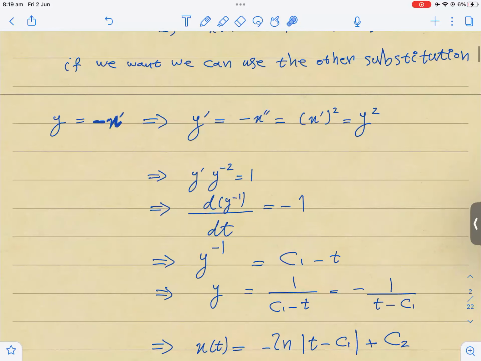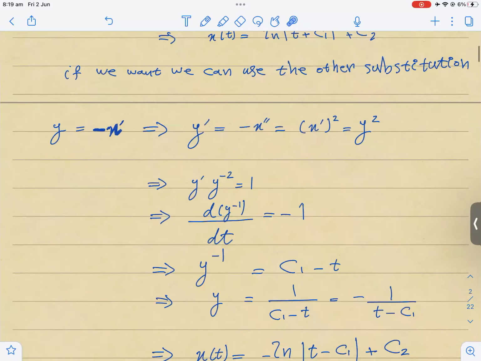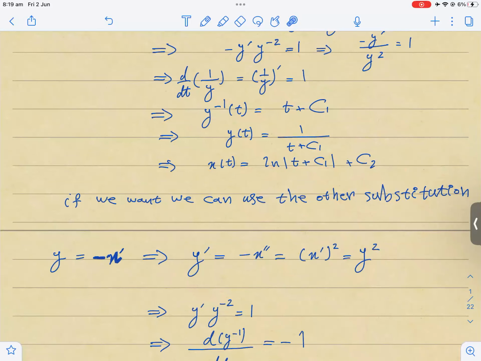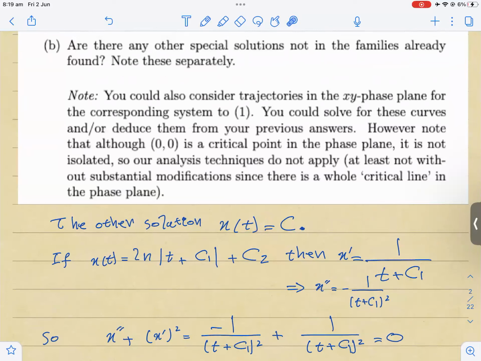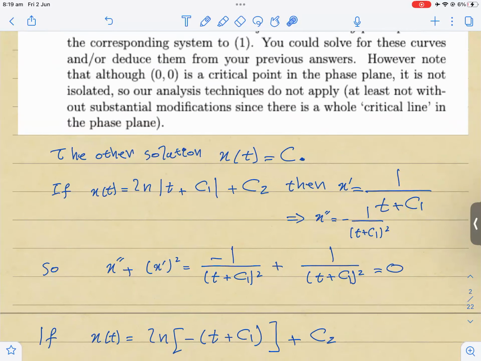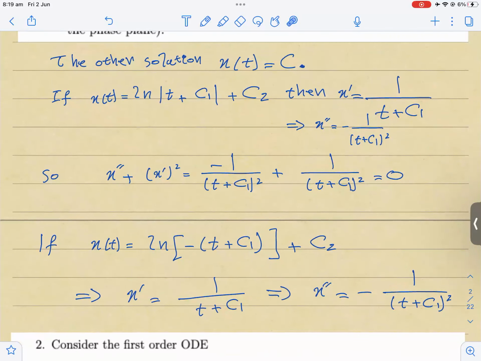Okay. So see that t plus c1, it's the same as it. So actually that's the other solution. And if I want to verify the solution we have obtained, I can just take this, take the derivative and the second derivative, and substitute it in the equation. We will see that it is 0. The same story happens for the other solution as well. All right.